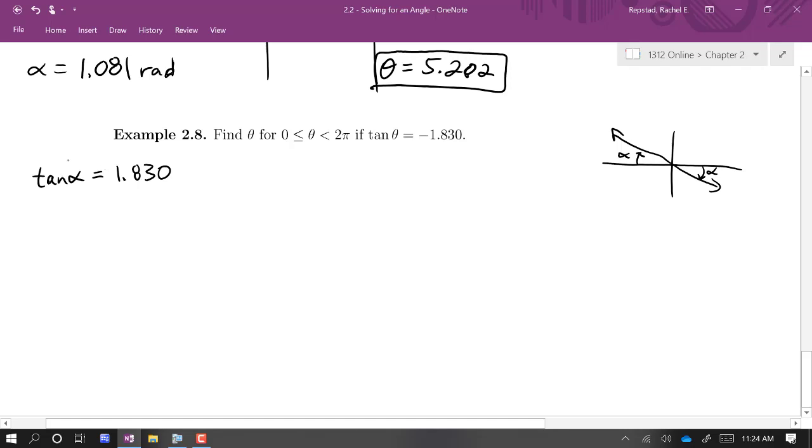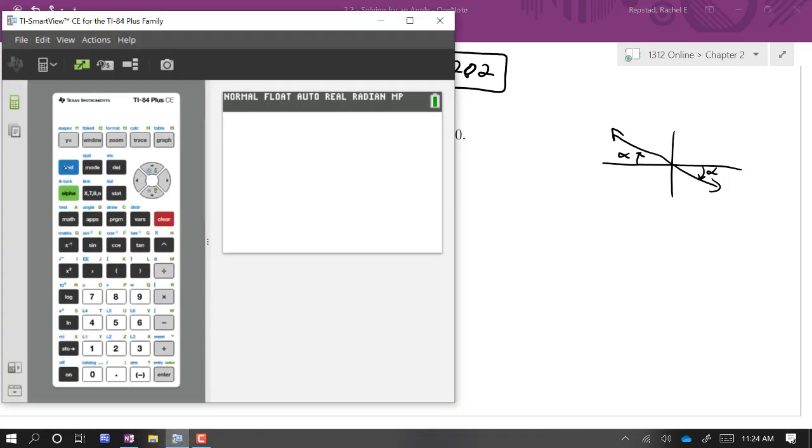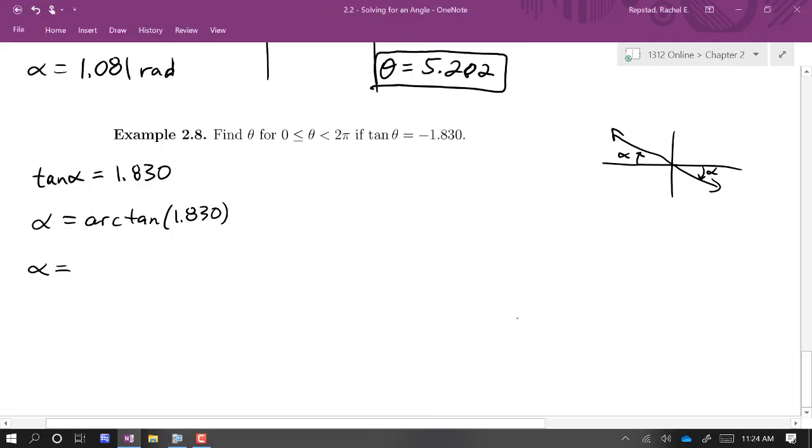So tan alpha is a positive 1.830. That means alpha is arctan of 1.830. We get 1.071. And now we can go ahead and find the angles that we're looking for.